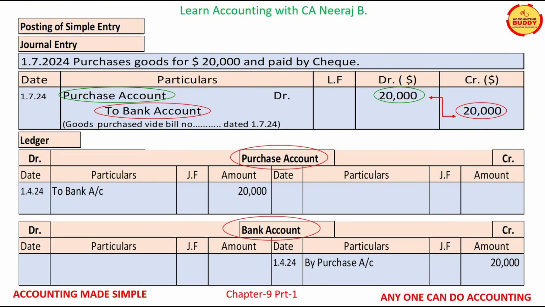Since the purchase account is debited in the journal entry, the entry will be posted on the debit side of the purchase account by writing "To bank account" and an amount of $20,000 will be posted. Now the second account of the transaction, which is the bank account, is credited. Therefore, the entry will be posted on the credit side of the bank account by writing "By purchase account" and an amount of $20,000 will be posted.